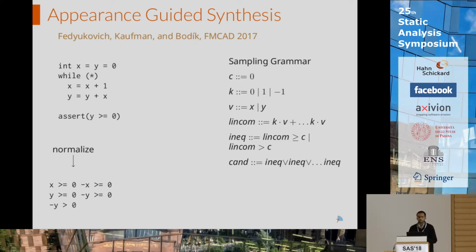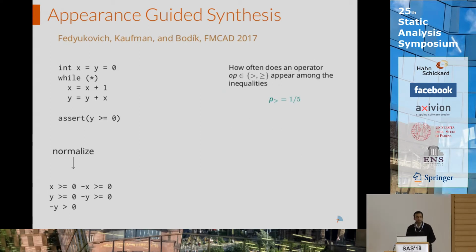Now how does one rank among those candidate formulas? In the same work, what is proposed is that one can use the frequency of different operators in the syntax itself, and then get a candidate formula. For example, how often does an operator like greater than appear among the inequalities? What is the probability that greater than appears in this normalized form? There is only 1 among 5, so 1 by 5. This particular approach worked well when compared to other state-of-the-art approaches in 2017.